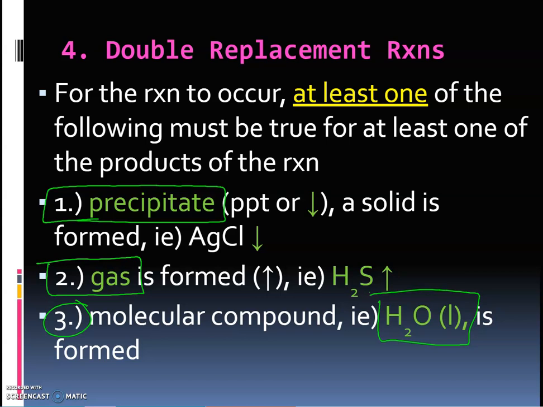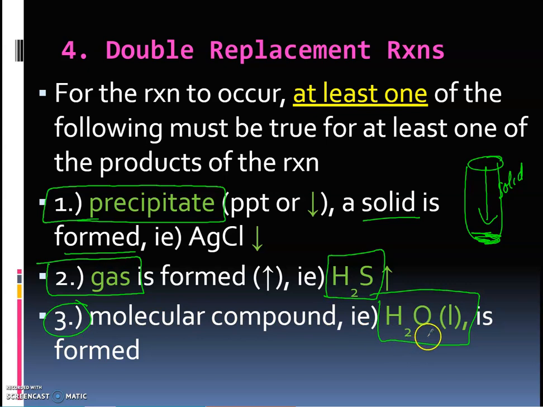Okay, so a precipitate is going to be a solid that is formed out of a solution, like silver chloride. That's going to be that solid that we see fall down into the bottom of the test tube, and you're going to see it get all kinds of cloudy. A gas is formed, and that's going to be H2S gas. That's the only one that you're going to be required to know. And the molecular compound is H2O.